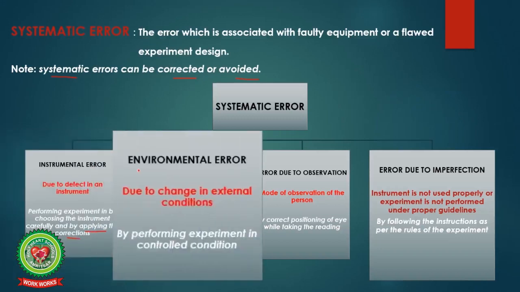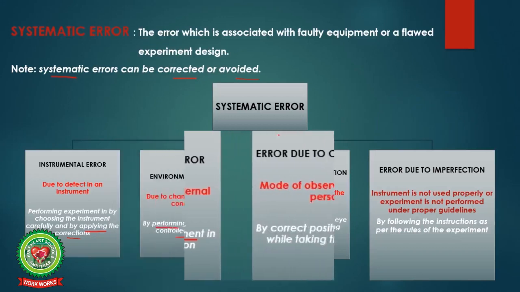Okay, next is the environmental error. Environmental error is the error which occurs due to change in external conditions like humidity, temperature, wind, movement of the earth. So many reasons can be there, and these reasons may result in some kind of error which is called environmental error. So what you can do? By performing experiment in controlled condition, you can avoid the environmental error.